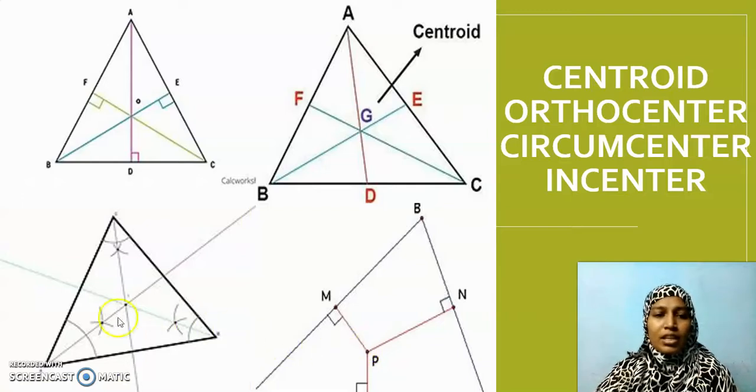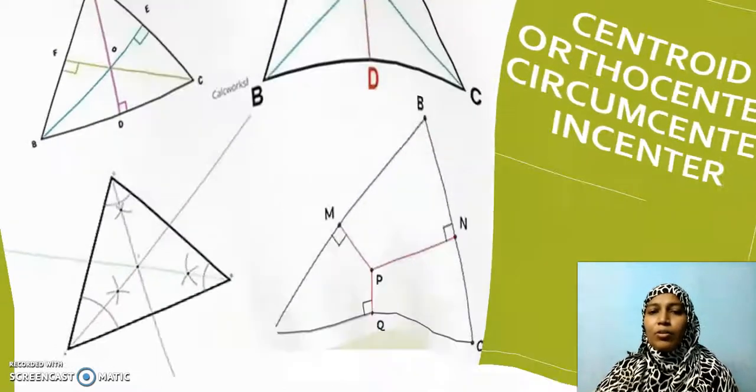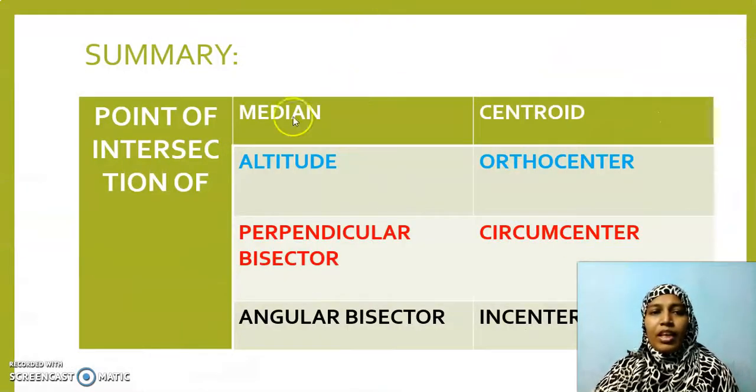Last comes incenter. All the three angular bisectors meet at a point called incenter. And the speciality about the median is that the centroid divides that median in the ratio 2:1. Okay. Now, again, we have all those four things in a tabular format.